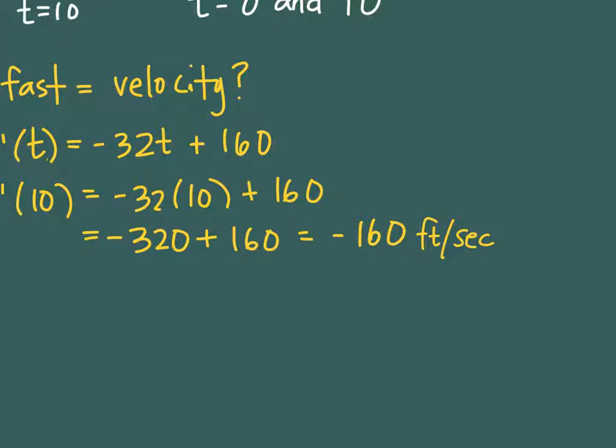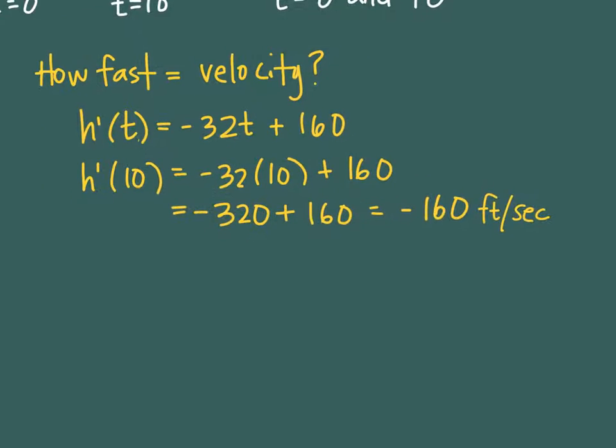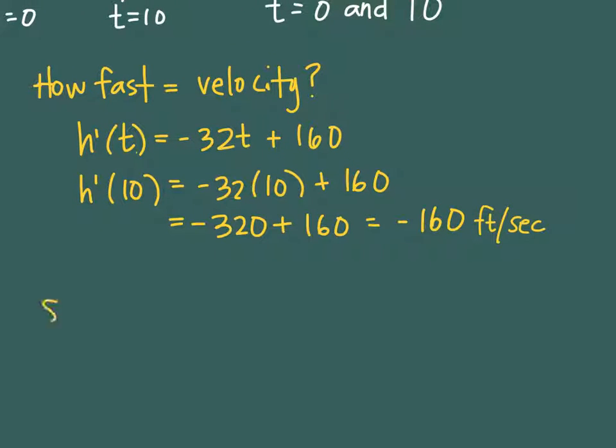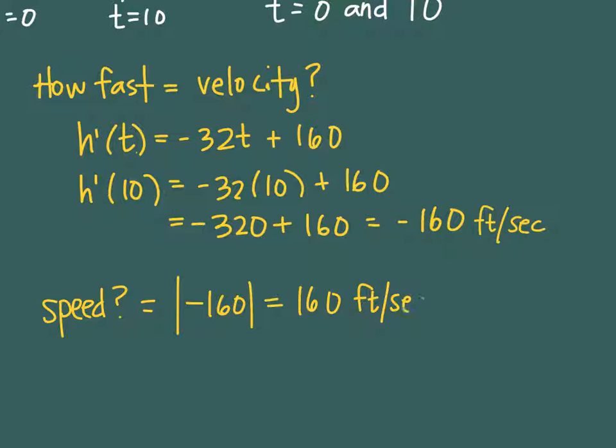The fact that it's negative means that the object is doing what? Going down. Negative means that because it has negative velocity, the object is going down. It is different than if I would say, what is the speed? And so then if you're asked, what is the speed? The speed is the absolute value of whatever you got, and so the speed is positive 160 feet per second.